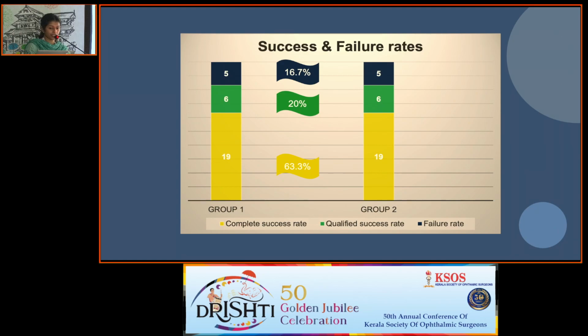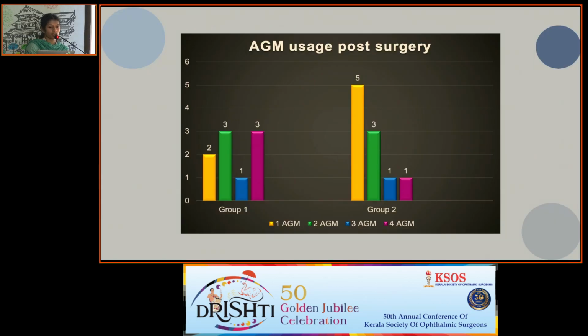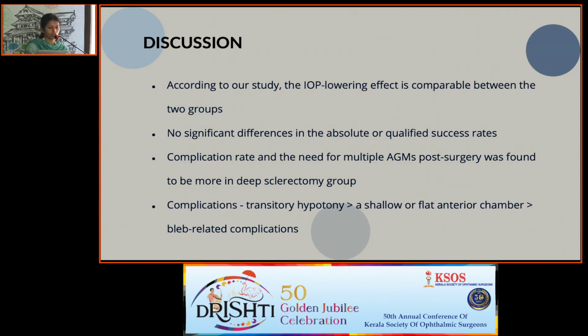Regarding the success and failure rates, 63.3% had complete success, 20% had qualified success, and 16.7% had failure in both the groups. Regarding the AGM usage post-surgery, it was seen that 10 patients in group 1 needed more AGM compared to group 2. According to our study, the intraocular pressure lowering effect is comparable between the two groups.